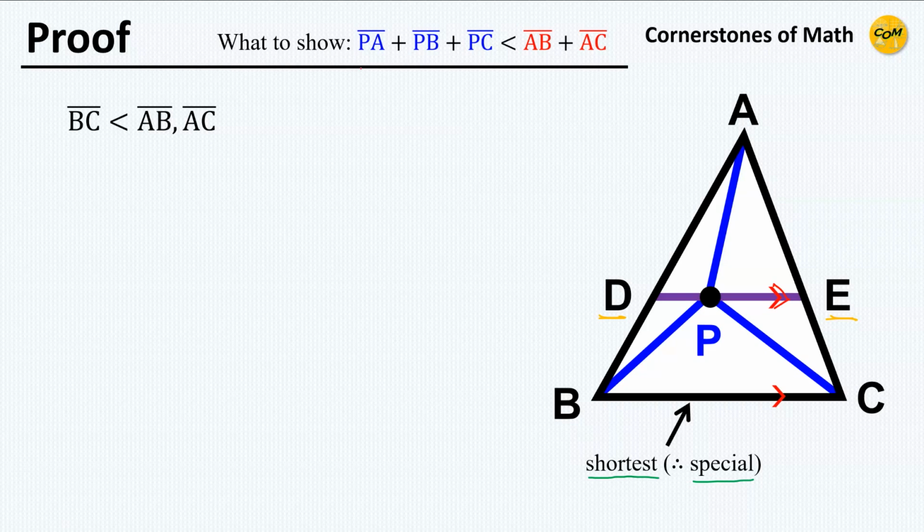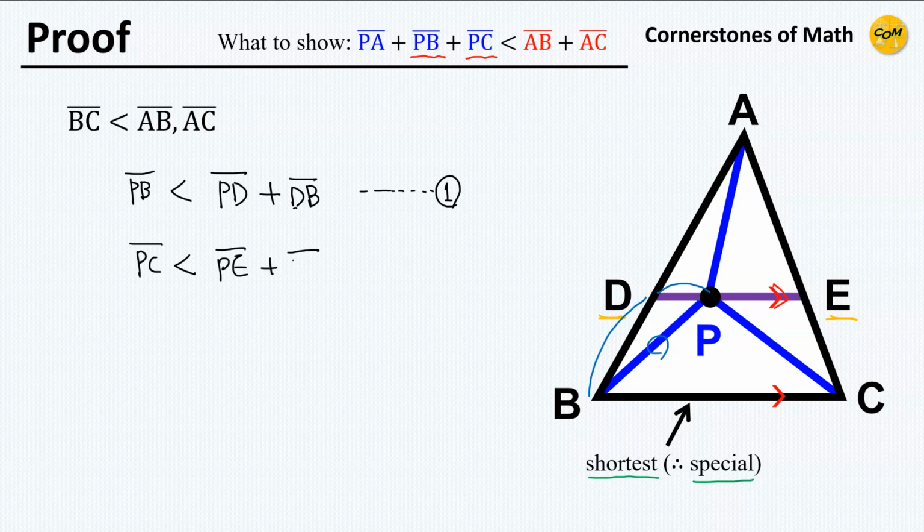With this setting, I am going to handle two terms on the left-hand side of the inequality we want to prove, PB and PC. It is obvious that length PB is less than the length of PD plus the length of DB. That is, this length is less than this length plus this length. Also, PC is less than PE plus EC. That is, this length is less than this length plus this length. So we have already obtained two inequalities.